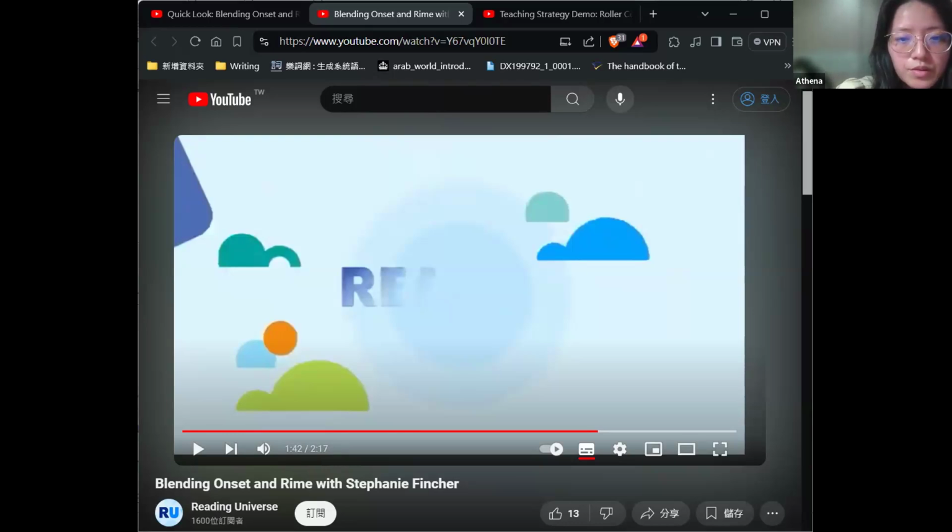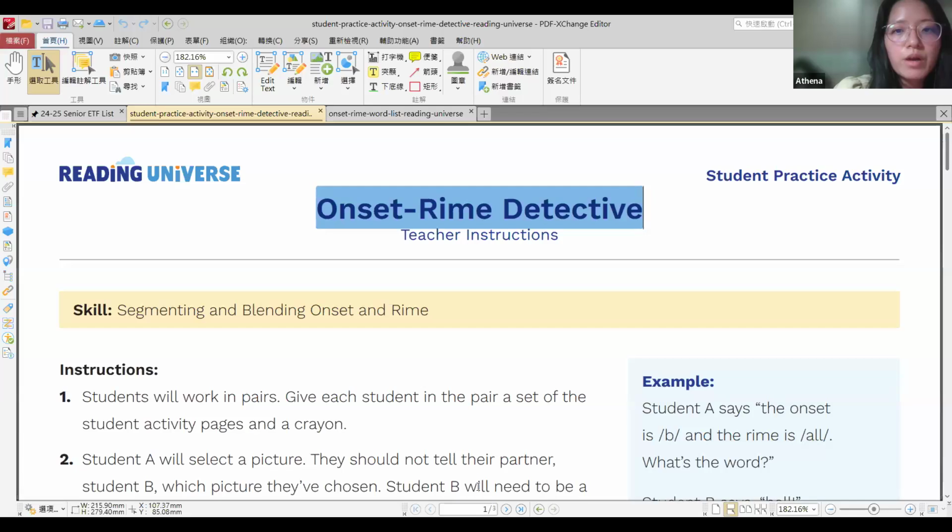Okay, so this is the onset rhyme detective. Can you see it? Yes, okay, thank you. Actually, you can just Google it. There are lots of resources, and this is one of the sites where I downloaded the PDF file. It's not very hard to look for resources online, but you need to know what you are going to do and what kind of resources you need.